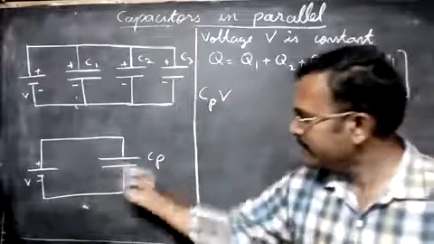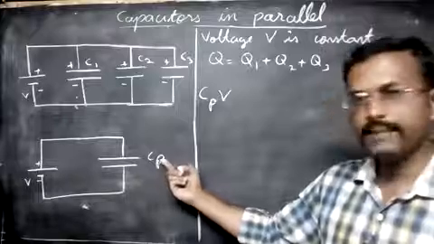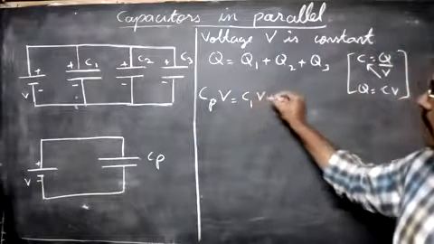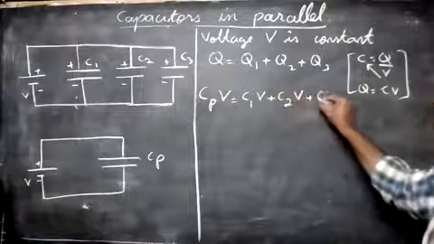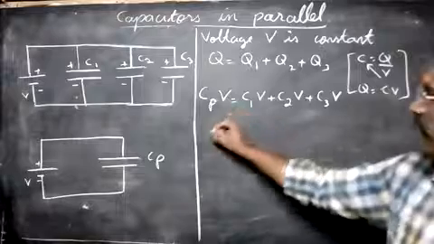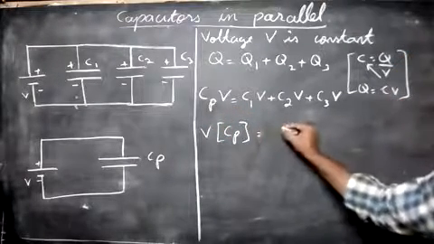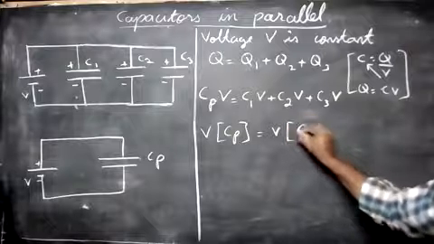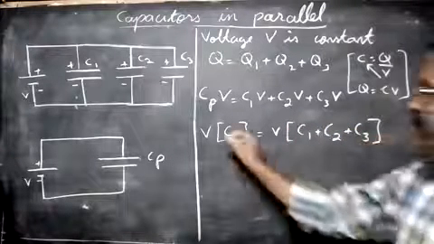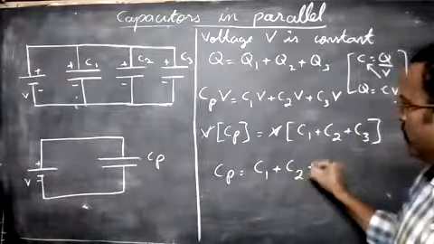Why? Because on the left side you can see we have one big capacitor Cp, and then the voltage V. And the right side will have C1 into V plus C2 into V plus C3 into V. Now what is common everywhere? V is common, we'll take it out. So V into Cp is equal to V into C1 plus C2 plus C3. Cancel the common terms, V and V cancel. So here Cp is equal to C1 plus C2 plus C3.